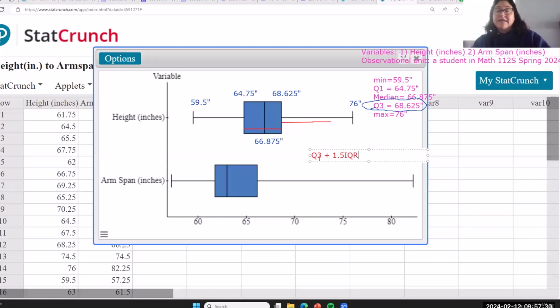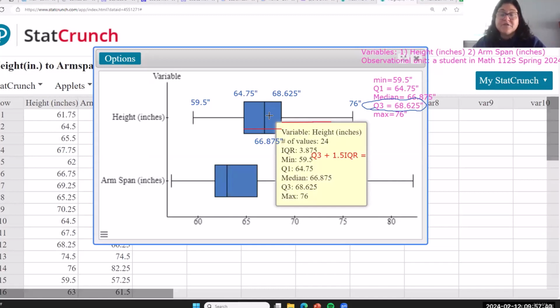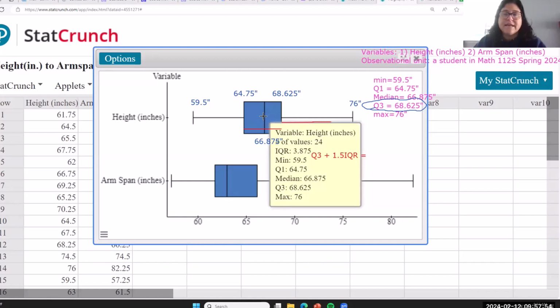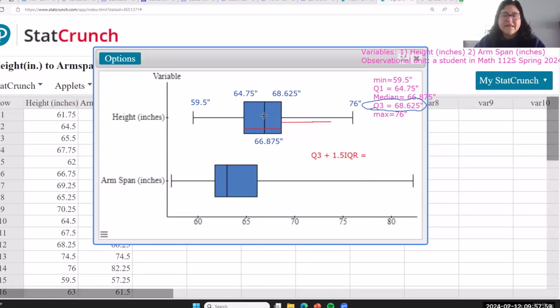So first of all, I need you guys to find out, we have the IQR, right? When we hover over here, the IQR, verify for yourself that you could get it. The IQR is 3.875, and that's just Q3, 68.625 minus Q1, 64.75. So the IQR is 3.875. Everybody see that?